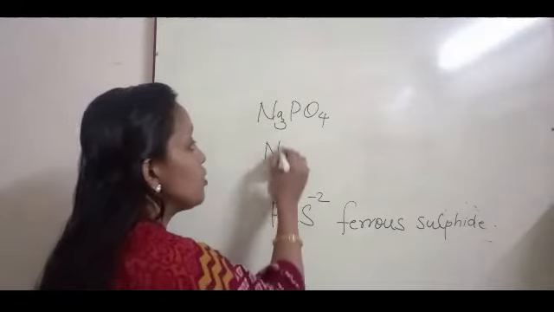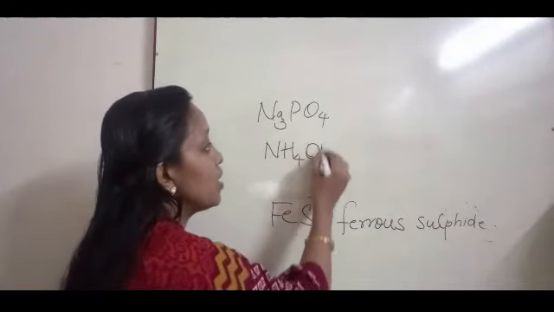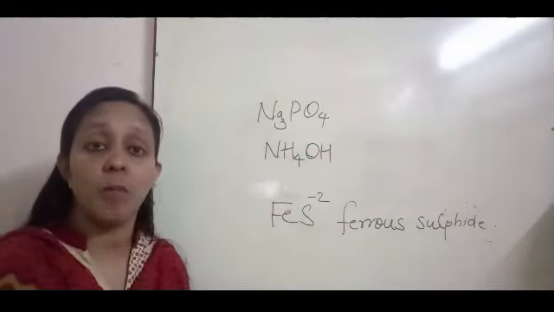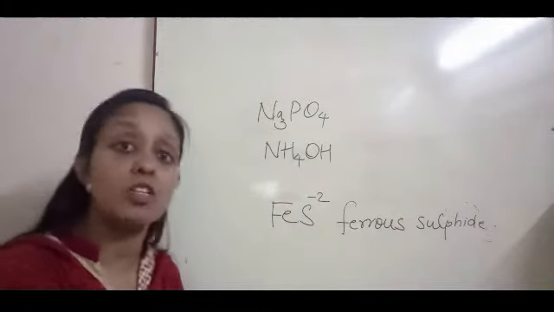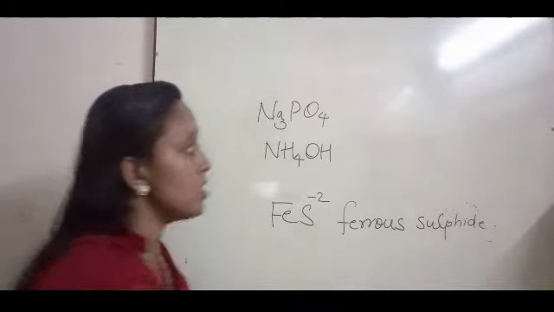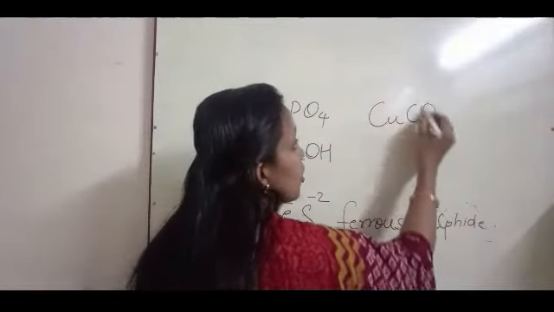The next one is NH4OH. How do you name this compound? This is ammonium, this is hydroxide. Ammonium hydroxide. The next one is CuCO3.